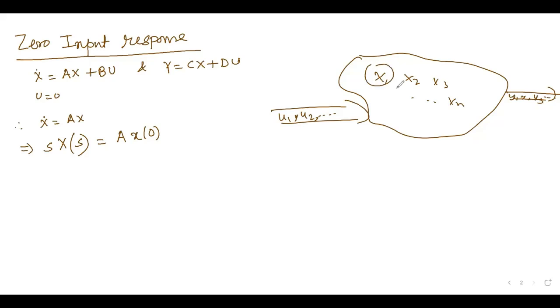So that means the states may be initial. Initially, the states are in different positions. There must be some initial condition. So we have the states at x0, which indicates that there must be some initial condition.